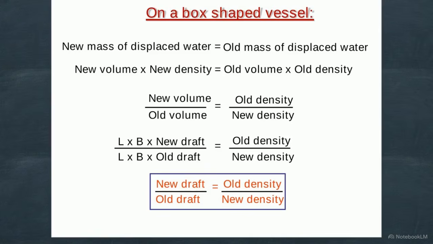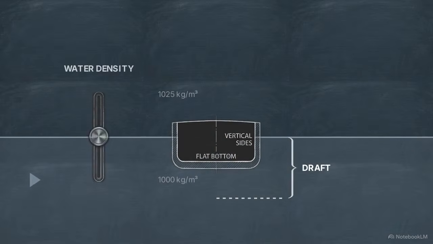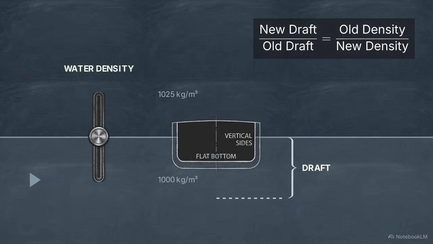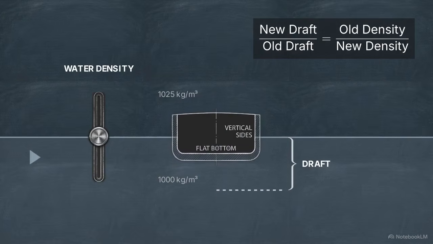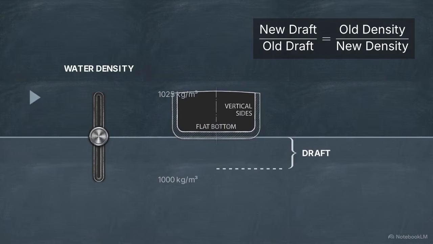This gives us a formal geometric ratio. The new draft divided by the old draft equals the old water density divided by the new water density. For simple geometries, the change in draft is a pure inverse ratio to the change in density. We can predict exactly how far the vessel will sink or rise without complex calculus.